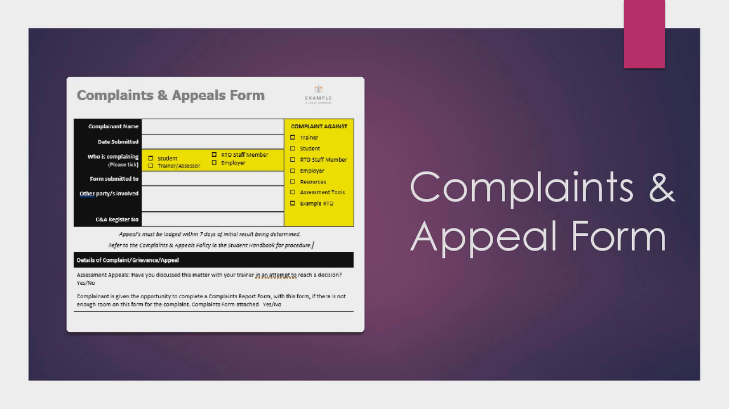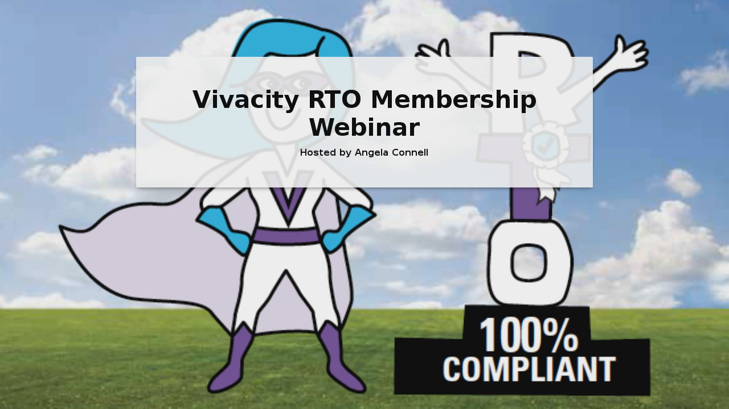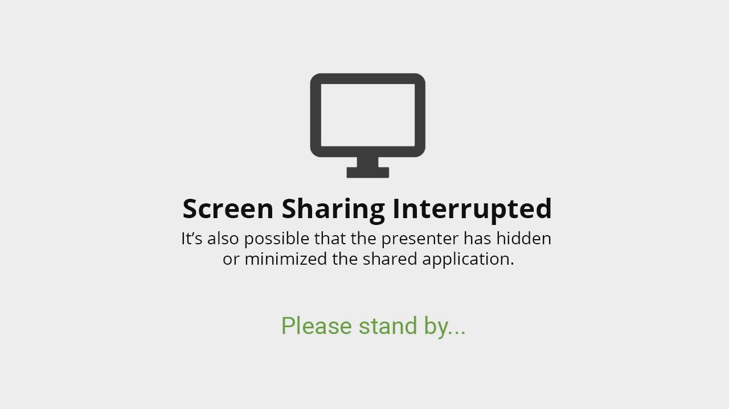So we're going to have a look at the complaints and appeals form. I'm just going to see how I go with this, because the internet has been a bit slow. So I'll just see how we go with me sharing this document with you. So I'm going to go and share my screen now. So I'm just going to bring up the complaints and appeals form and explain to you how you use this form within your organisation.